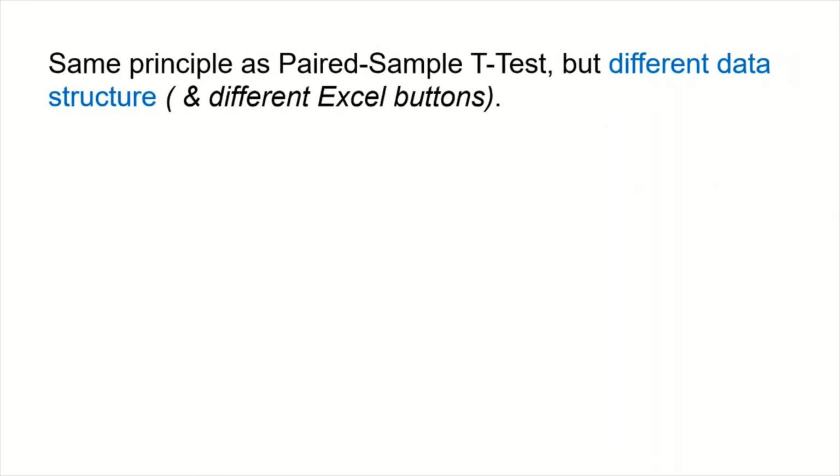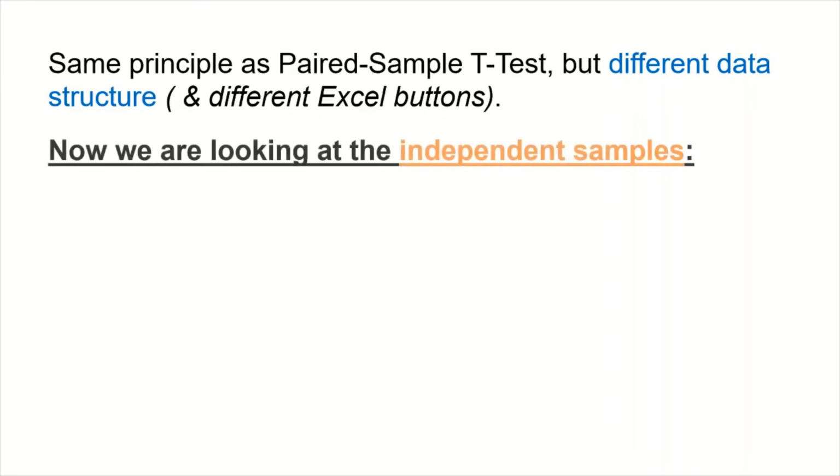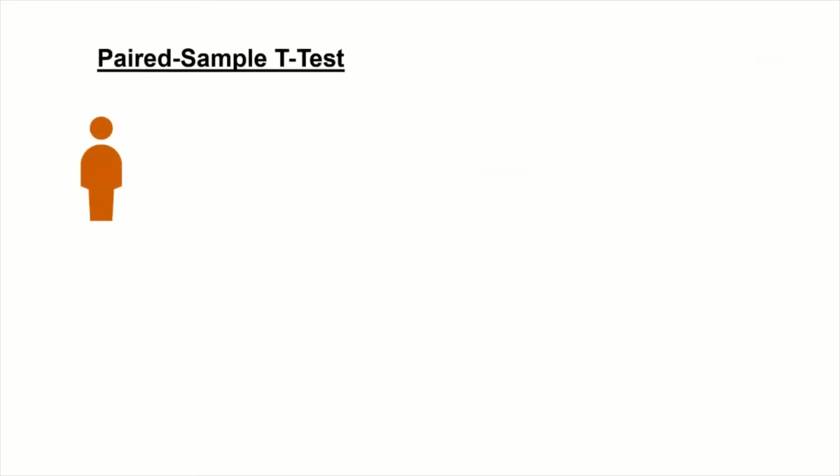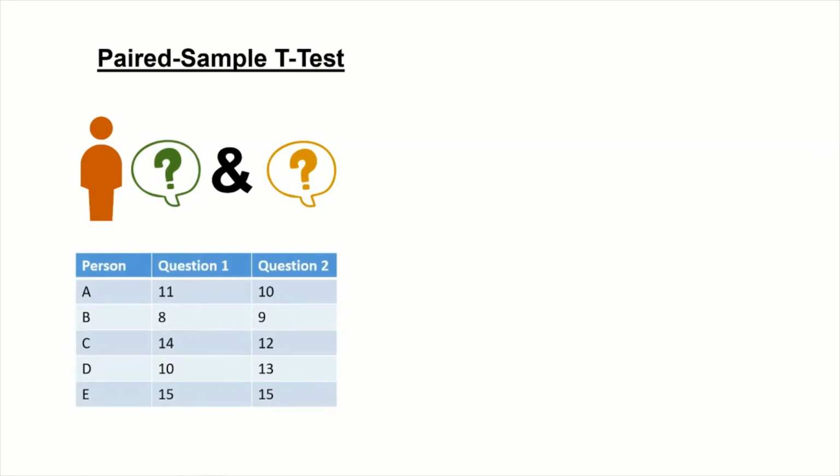From the conceptual perspective, it's not, but this time the data structure is different, and so will be the Excel buttons that we will be using, because now we are working with independent samples. So let's roll back for a second. With the paired sample t-test, we had one person, and this person answered two questions. Question 1 or question 2, question A or question B, or maybe the same question at two different points in time. What we then did, we compared these two questions and looked whether there are differences between the scores.